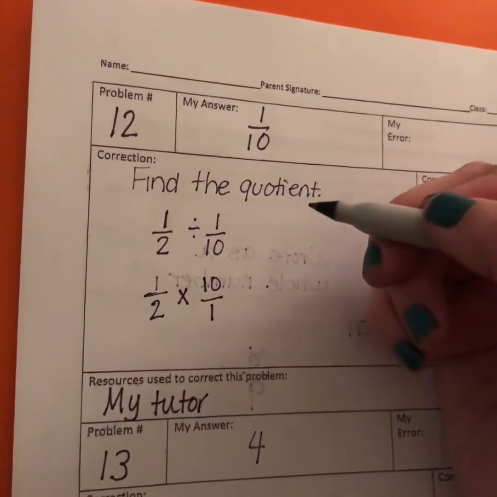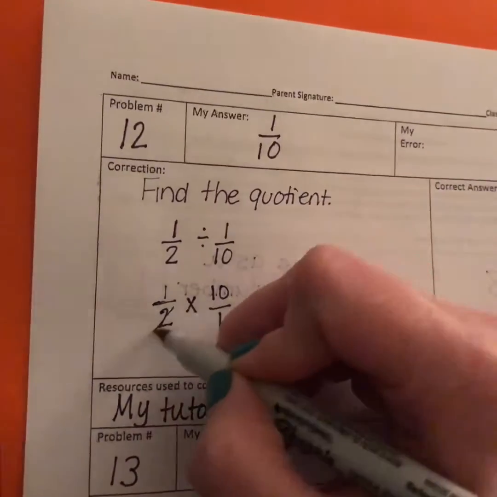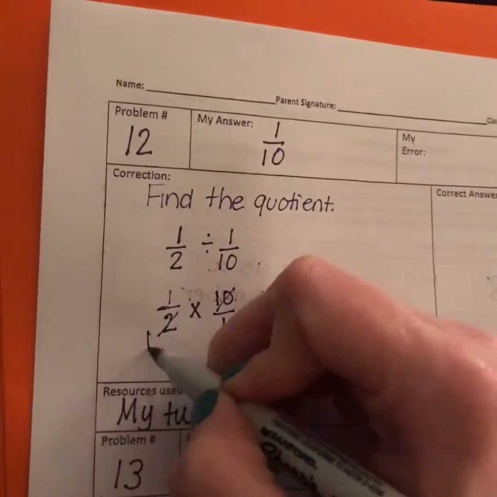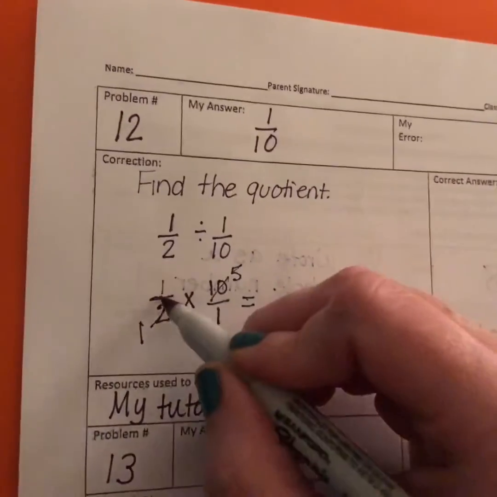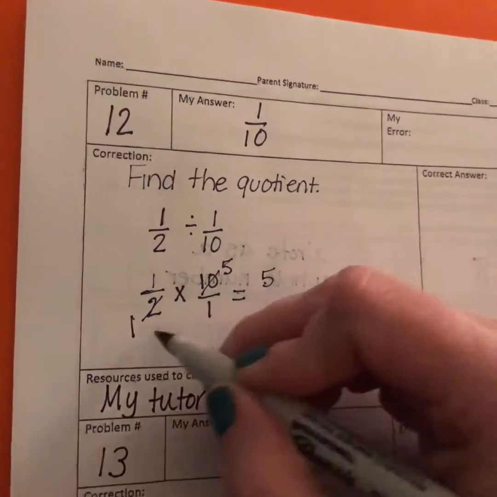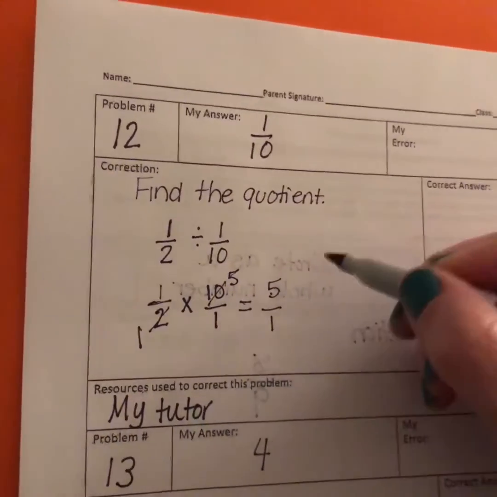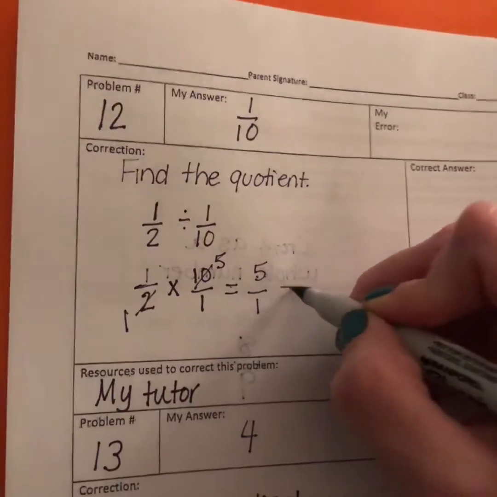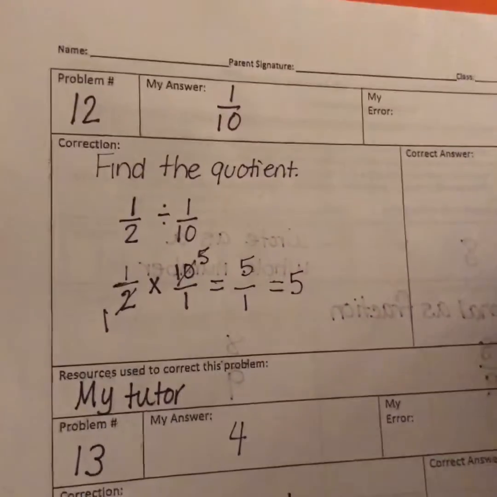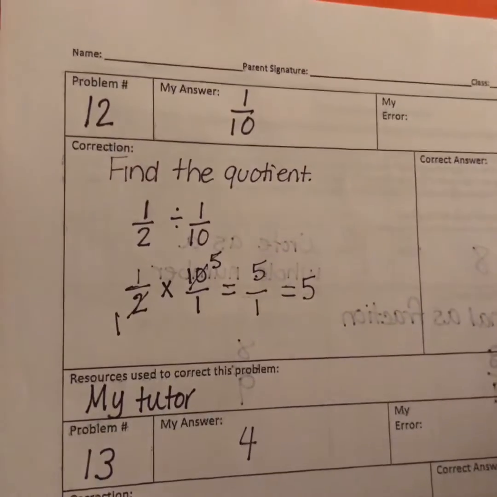Okay, can I do any simplifying? Yep. 2 in the 10. 2 becomes a 1. 10 becomes a 5. Now we can multiply. 1 times 5 is 5. 1 times 1 is 1. And then take that out of an improper fraction. 5 divided by 1 equals 5. So your answer is 5.